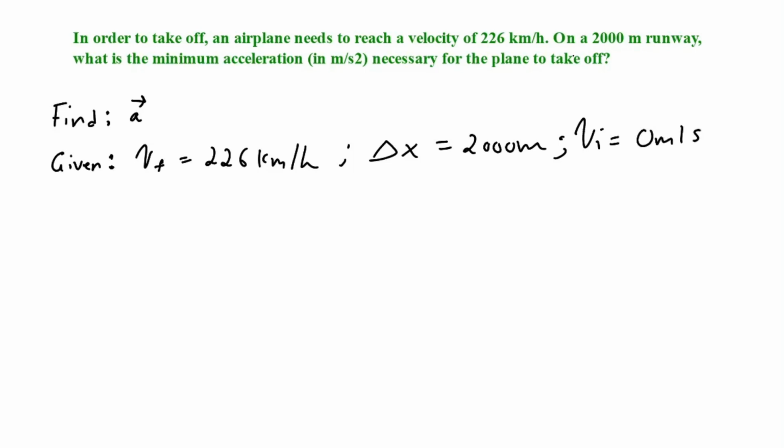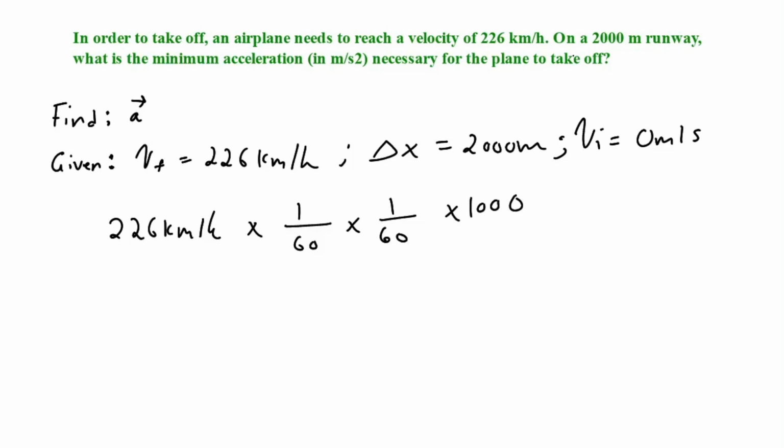All right, so now our next task here is to actually convert kilometers per hour into meters per second. In order to do that, it's fairly simple, actually. What we're going to be doing is 226 kilometers per hour, right? And then we're going to be dividing it by 60, and then dividing it by 60 again. And then we're going to be multiplying it by 1,000.